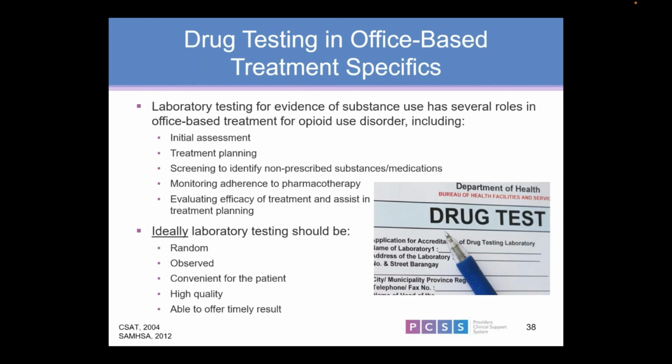Most effective are observed, although they can be difficult to do. And so many places do not do observed urines, but clearly it does allow for the greatest potential that patients are going to do well, or give you an honest sample. You want to make it somewhat convenient for patients. It can be very difficult to get them to come in for randoms when there's work and transportation issues and things like that. And you want it high quality, where it's trustable, so that you can feel confident about the results that you're getting.